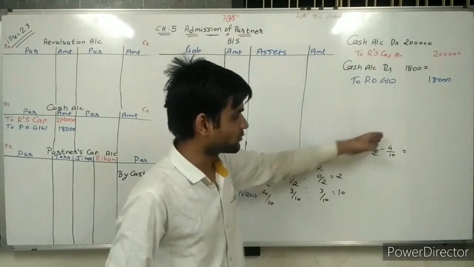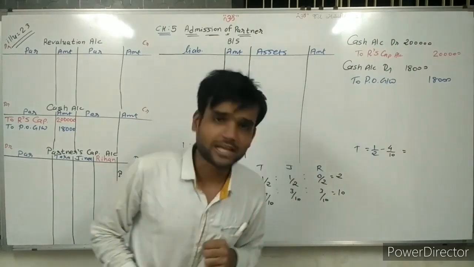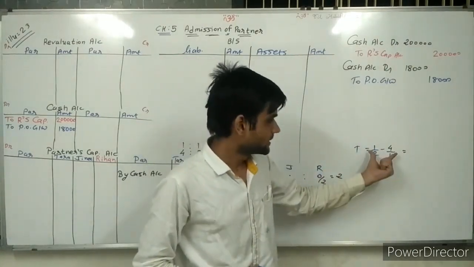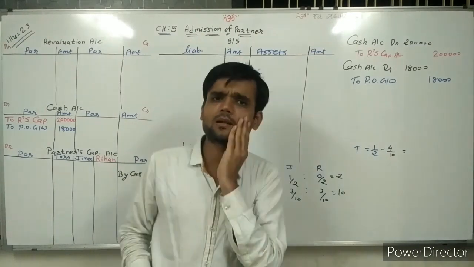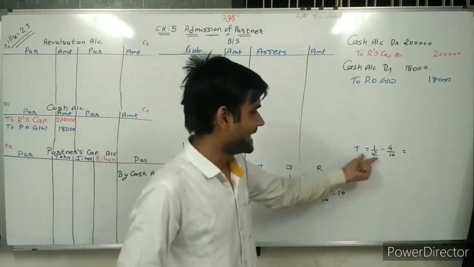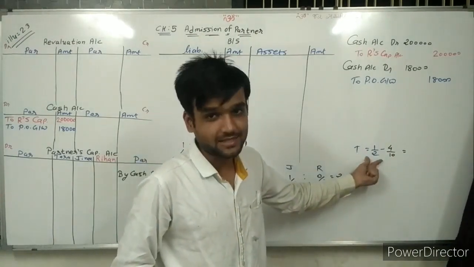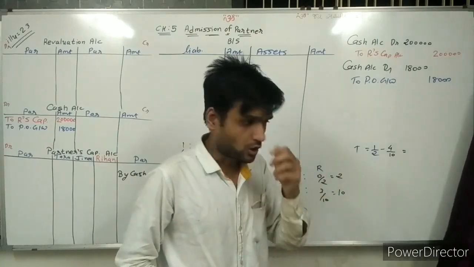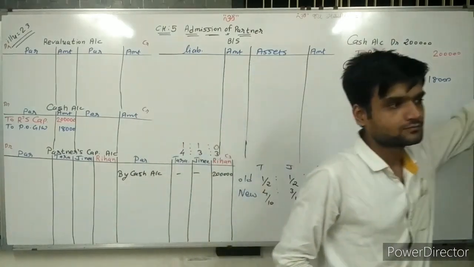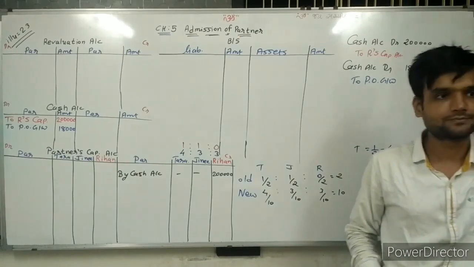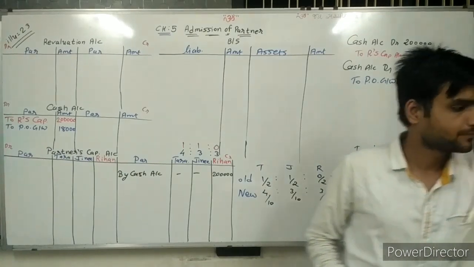Now 1/2 minus 4/10, sir, we cannot do subtraction directly. Why, sir? Because we need to take the LCM. Here the LCM is 10. All of you know this very well. All of you have knowledge about it, so don't worry about it.